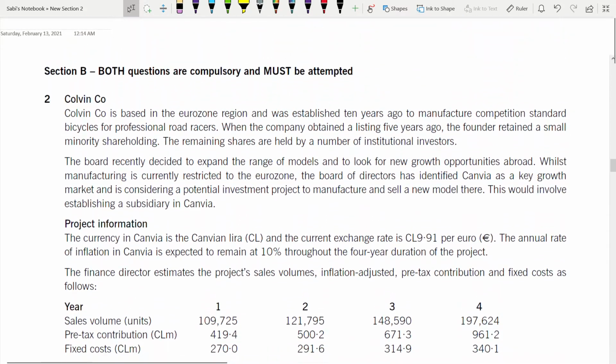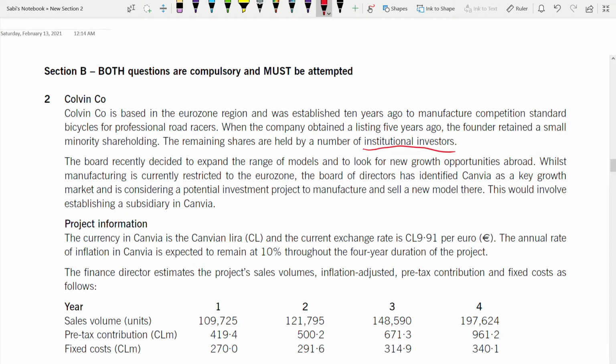Coming to Colvin Company. Colvin is based in Eurozone region and was established 10 years ago to manufacture competition standard bicycles for professional road racers. Where the company obtained a listing 5 years ago, the founder retained a small minority shareholding. Remaining shares are held by a number of institutional investors. I'm sure you know who institutional investors are. From your SBL study, you must be familiar with it.